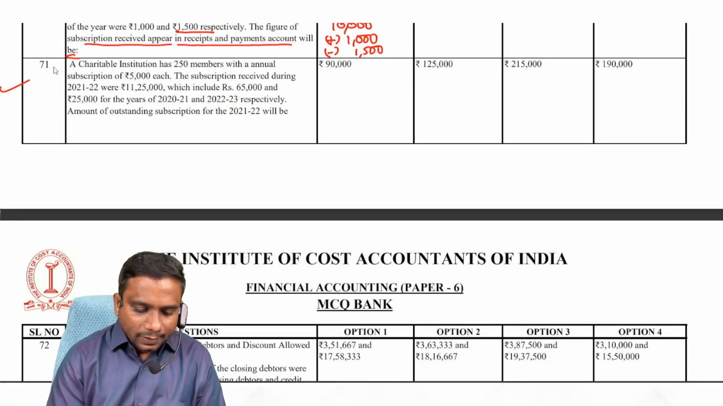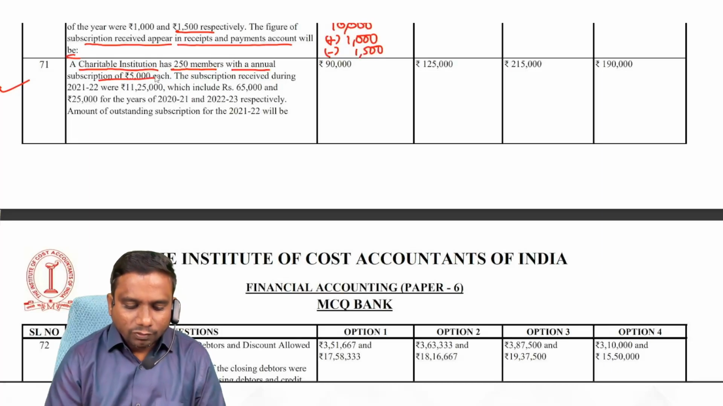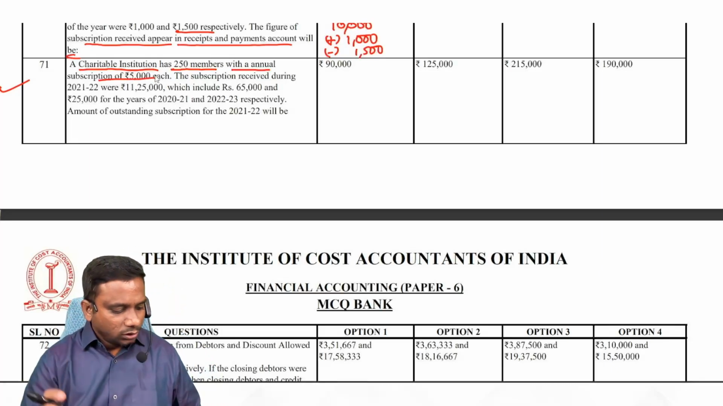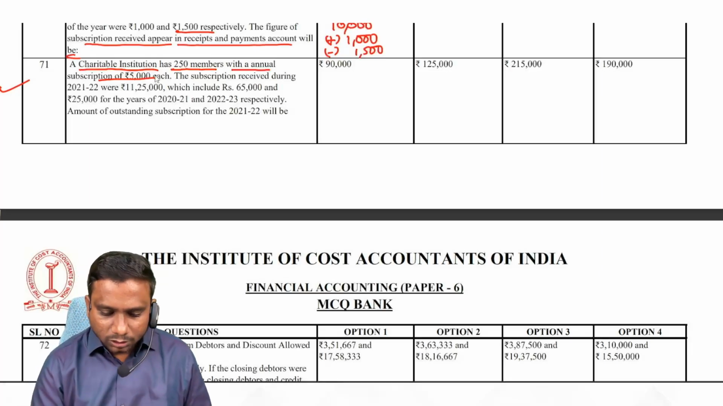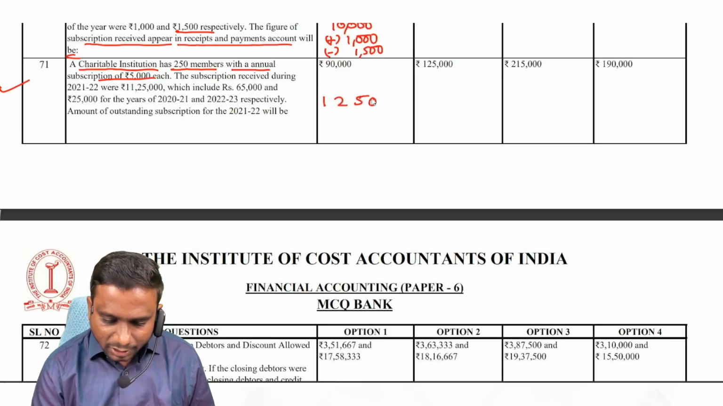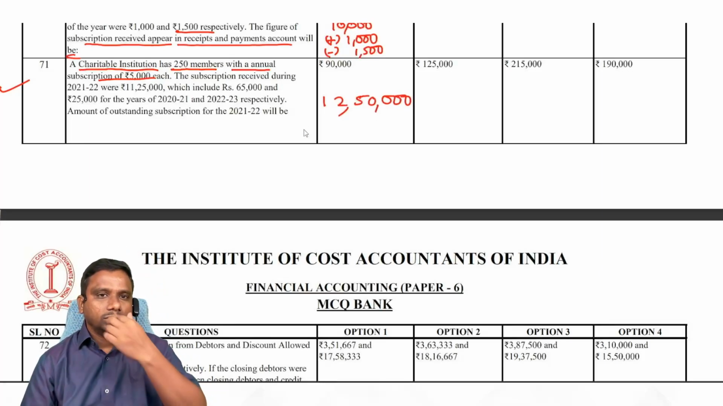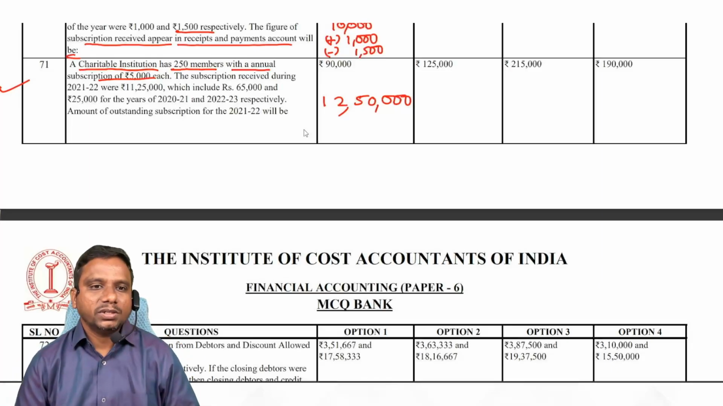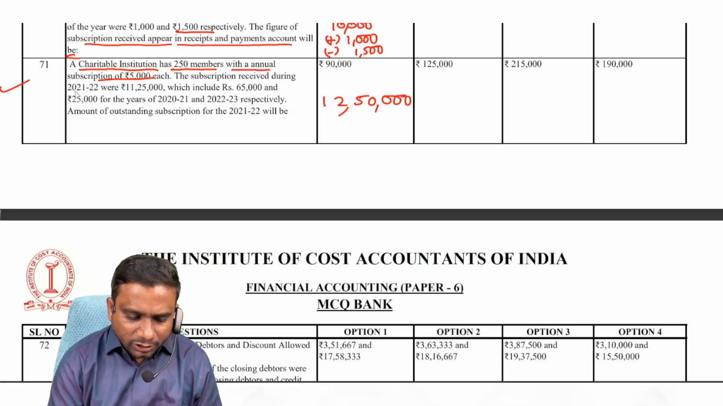Next, 21. A charitable institution has 250 members with an annual subscription of 5,000. So, what is the total subscription for the current year? 250 into 5,000, total 12 lakh 50,000. Total subscription to be shown in the income and expenditure account is 12 lakh 50,000. Subscription received during 2021 is 11 lakh 25,000.